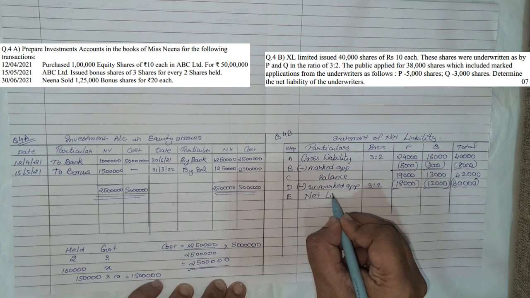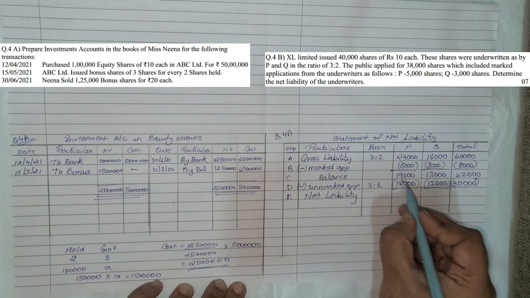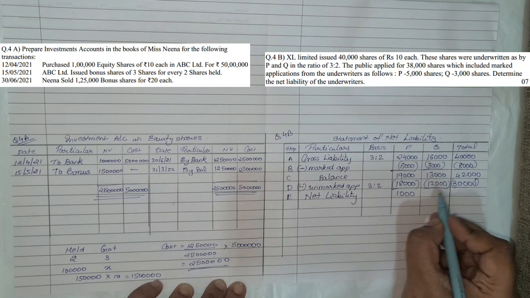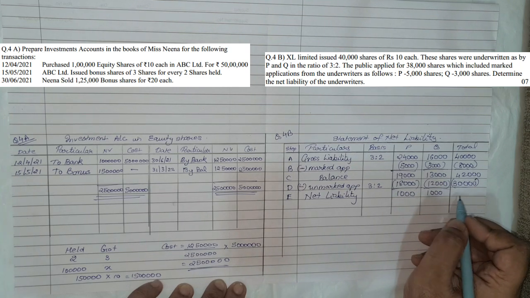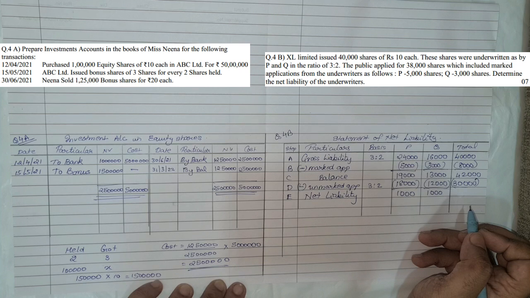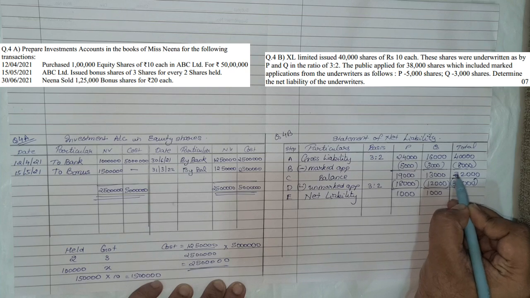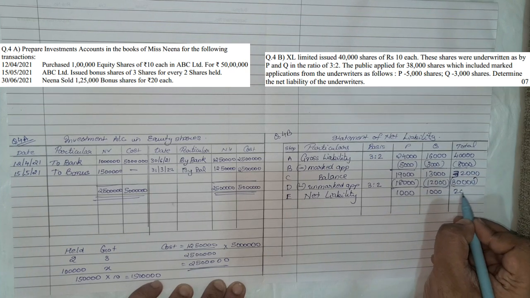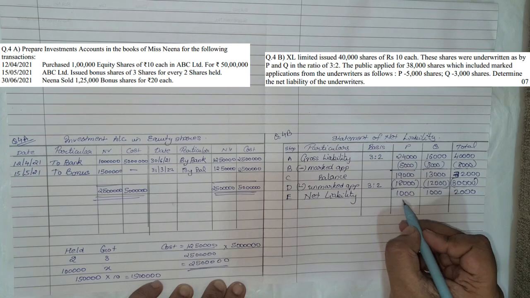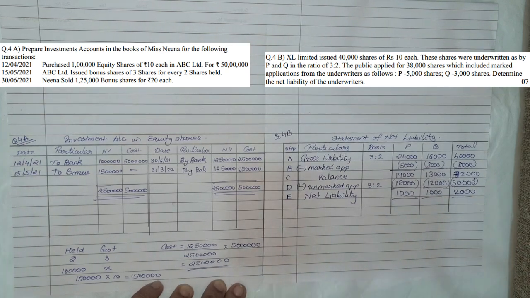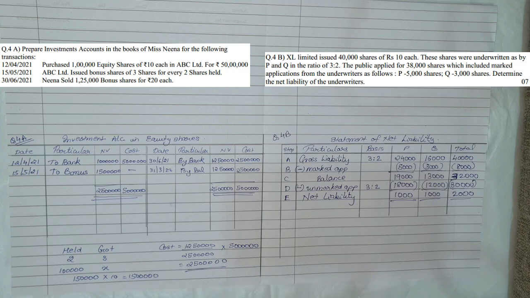Okay, net liability, we can write it there. So 19 minus 18 is 1,000. 13 minus 12 is 1,000. And this 40 minus 8 was supposed to be 32,000. So this will be 2,000, and that's the final value. Net liability 1,000 each, total comes to 2,000. So this is how you'll have to solve question number 4A and 4B. I hope everyone has understood that. You can go through it once.